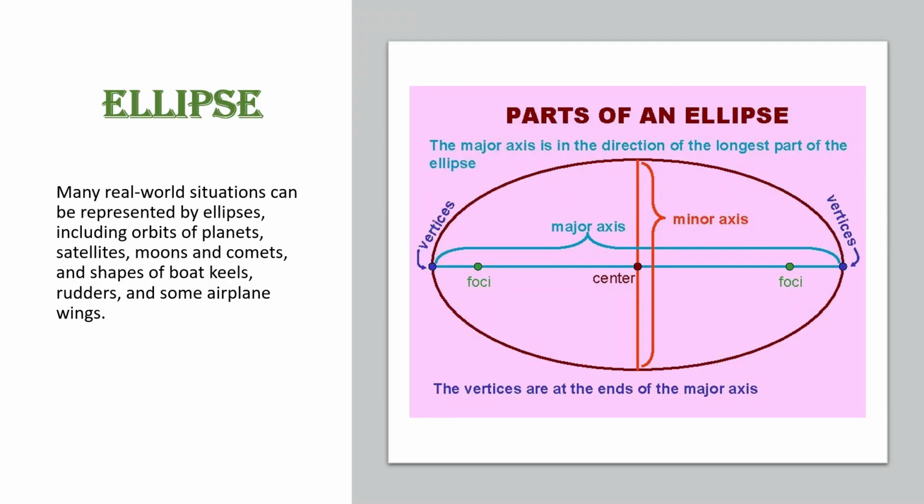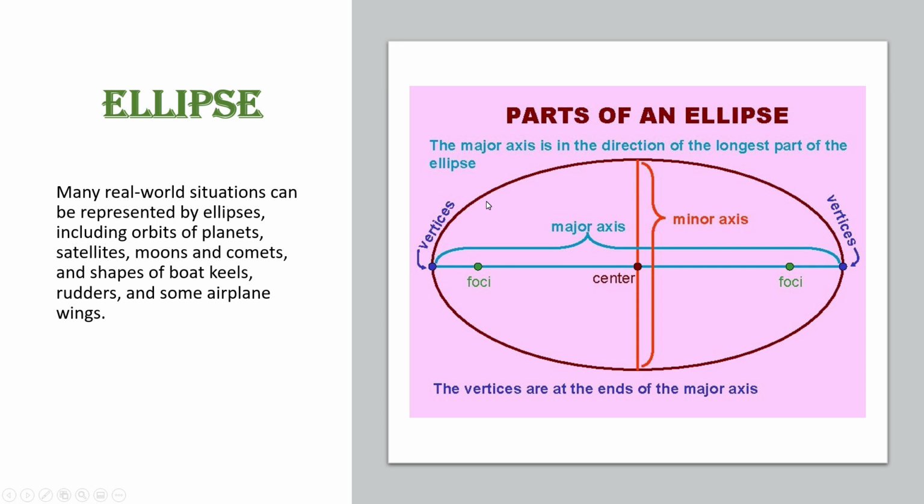Now the next is ellipse. Many real world situations can be represented by ellipse, including orbits of planets, satellites, moons, and comets, and shapes of boat keels, rudders, and some airplane wings. So what is actually an ellipse? You will see some characteristics of ellipses, like vertices, two foci points, center, the longer one we call major axis, and the smaller one is the minor axis. The major axis is in the direction of the longest part of the ellipse.